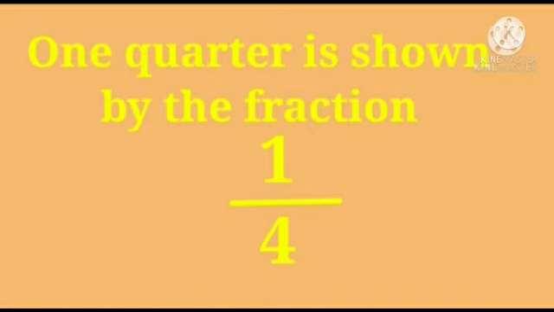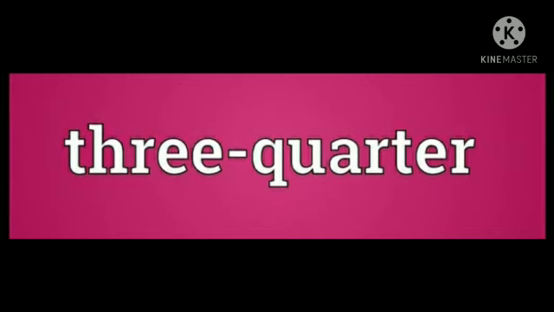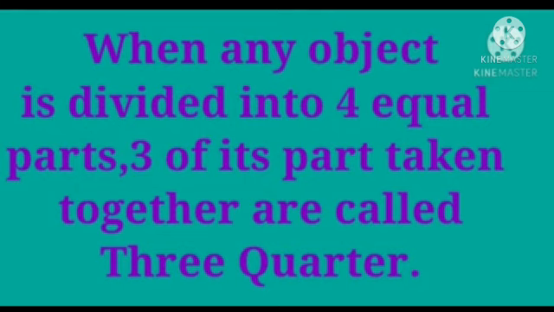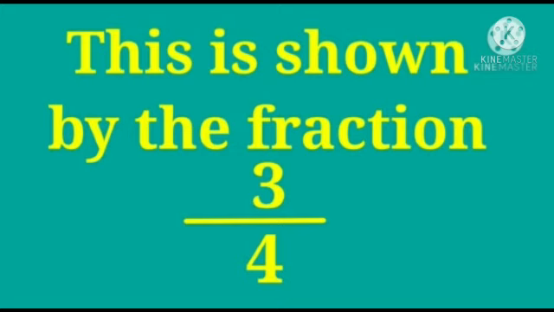Now students, we will see the concept 3 quarter. This is a circle which is divided into 4 equal parts. Out of that, 3 parts are colored and 1 part is uncolored. So, when any object is divided into 4 equal parts, 3 of its parts taken together are called 3 quarters. And 3 quarters is shown by the fraction 3 upon 4.